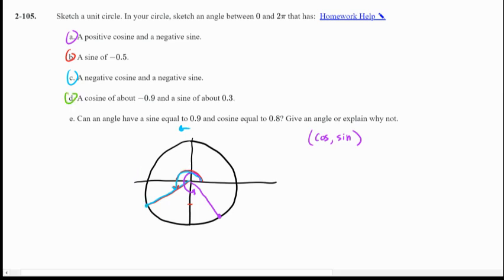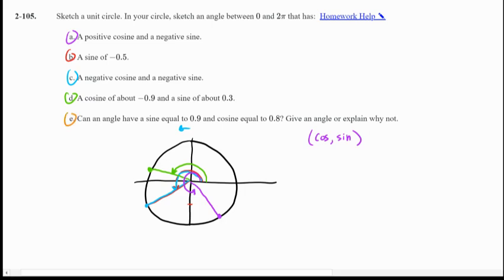Then we've got a cosine of about negative 0.9 and a sine of about 0.3. So cosine, let's call it here. And again, this is a sketch. It's not necessarily perfect, but hopefully that lands at the right spot.